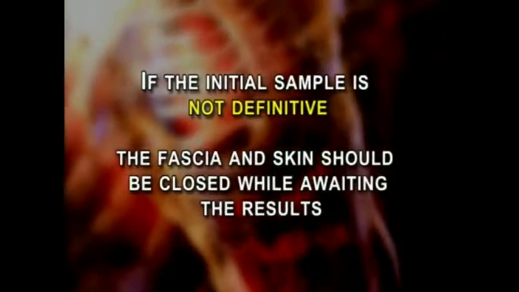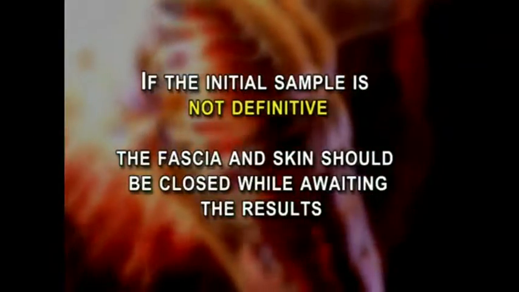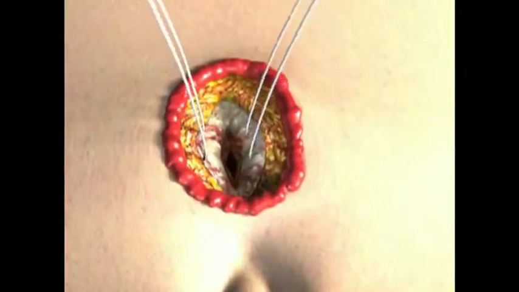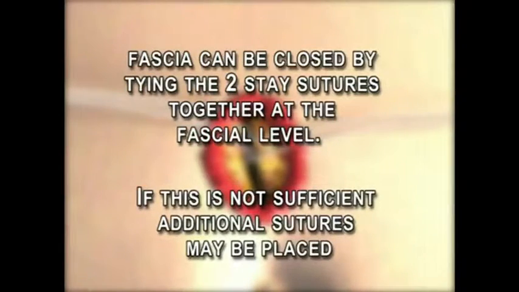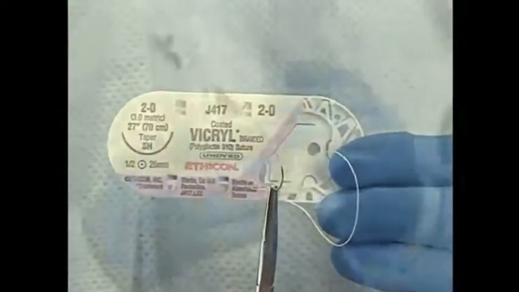If the initial sample is not definitive, the fascia and skin should be closed while awaiting the results. The fascia can be closed by tying the 2 stay sutures together at the fascia level. If this is not sufficient, additional sutures may be placed. The skin may be closed with either sutures or staples.